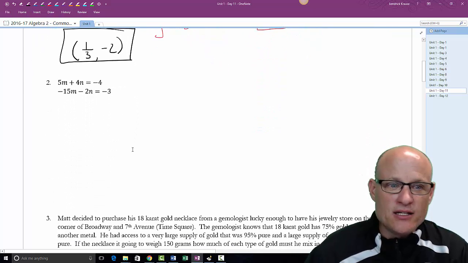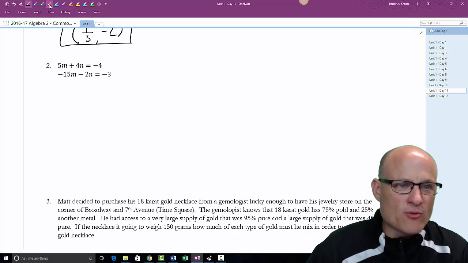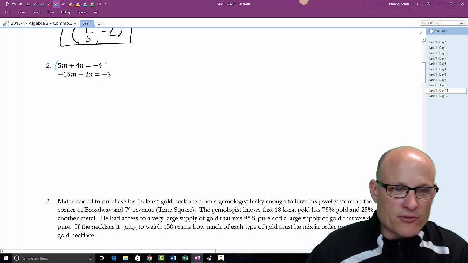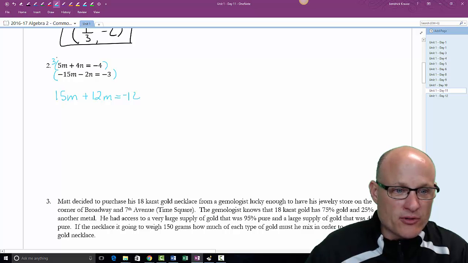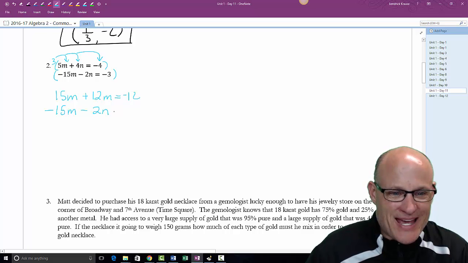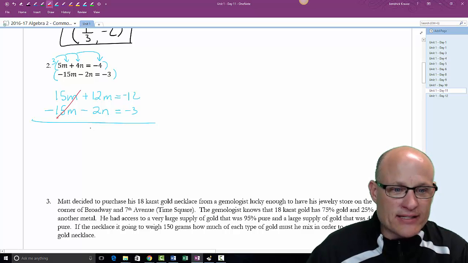Ka-ching. All right, let's take a look at this one. So I'm going to wrap parentheses, I'll go to blue, around this one. And I think it's probably obvious that I can multiply that first equation by 3, get 15 here, and that would be a nice additive inverse. So 15m plus 12n equals negative 12. Remember, you're distributing here, and here. Don't forget that there, dude. So negative 15m minus 2n equals negative 3. And we'll lop these off. I get 10n.